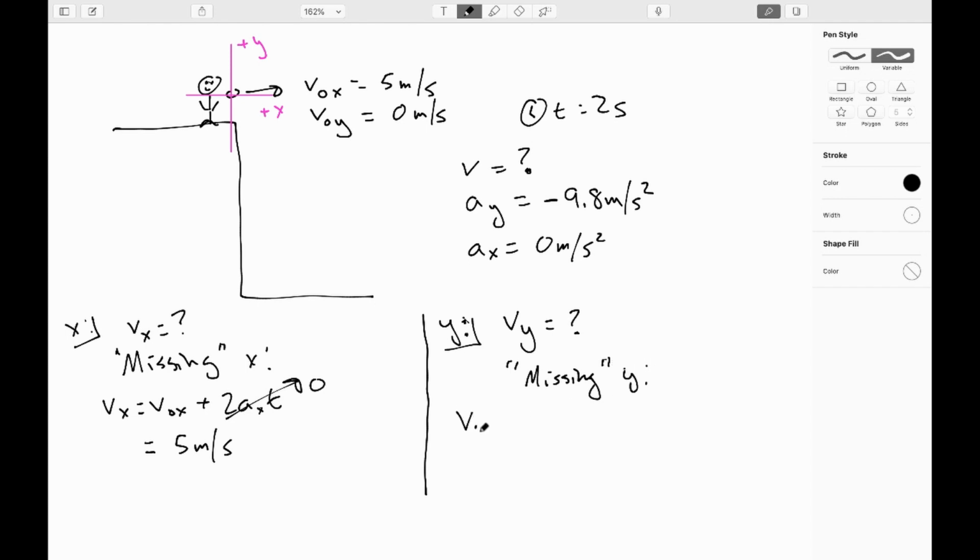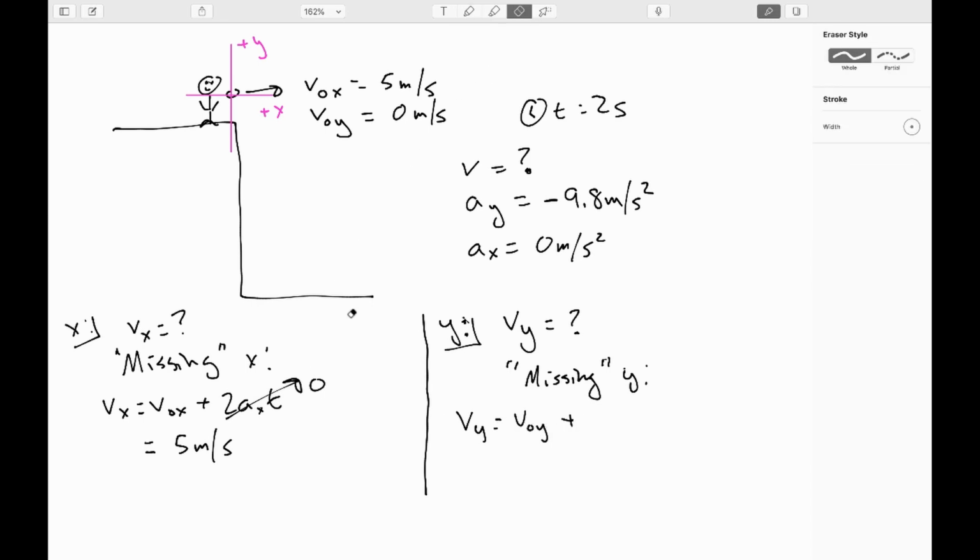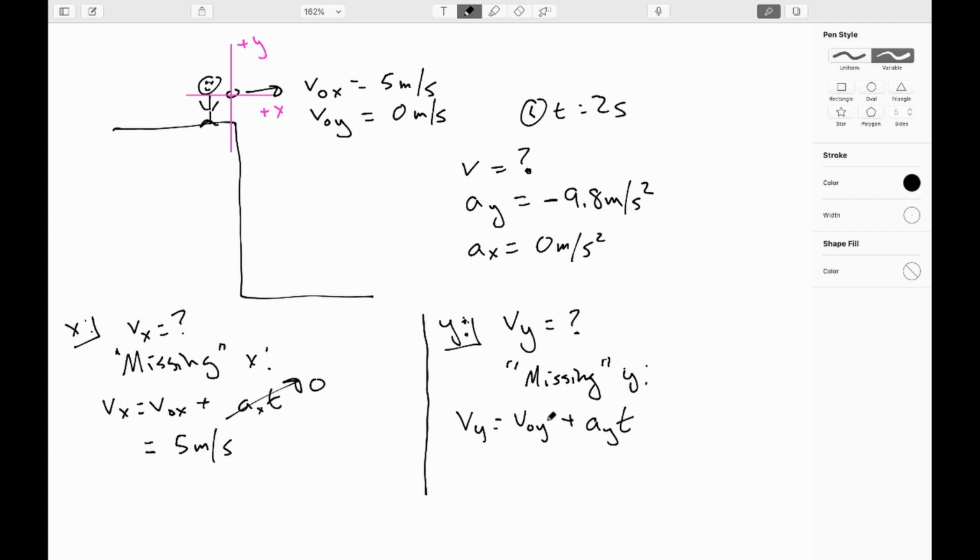So this one's going to say v sub y equals v initial y plus a sub y t. Okay, here v naught y is 0, so we can go ahead and put that in right away. We get that a y is minus 9.8 meters per second squared times 2 seconds, which will give me 19.6. Let's check our units here. Yep, meters per second. So the units check.